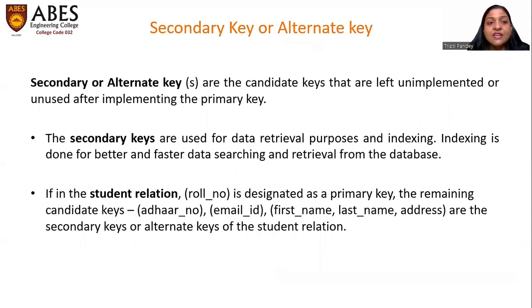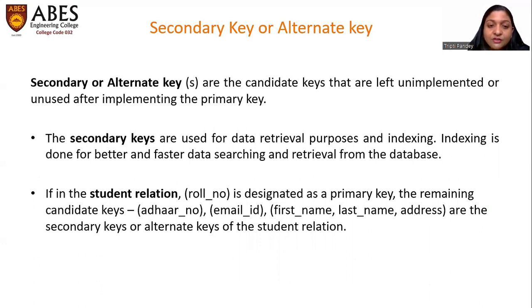Next is secondary key or alternate key. These are the candidate keys that are left unimplemented. Like out of 4 candidate keys, one is chosen to be the primary key. What about the other 3? These 3 are left unimplemented, so these are known as secondary keys. Now, what is the purpose of a secondary key? Secondary keys are used for data retrieval purposes and indexing. Indexing is done for better and faster data searching and retrieval from the database.